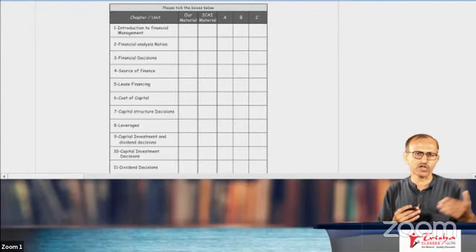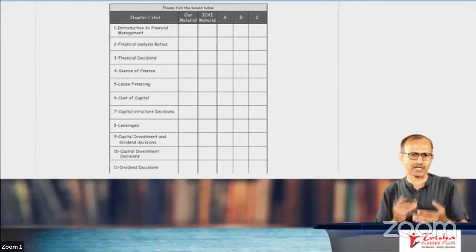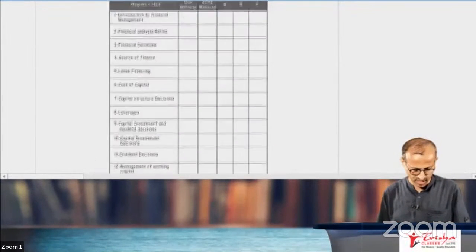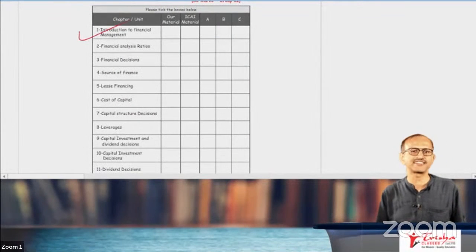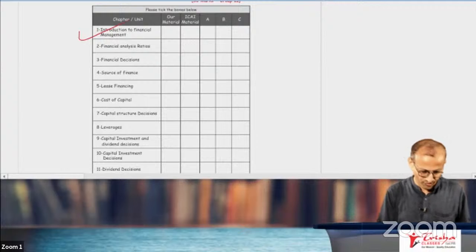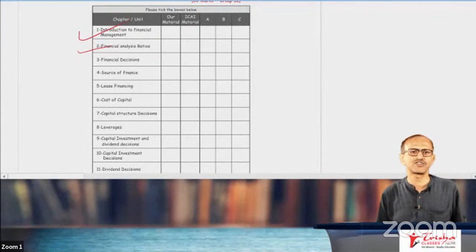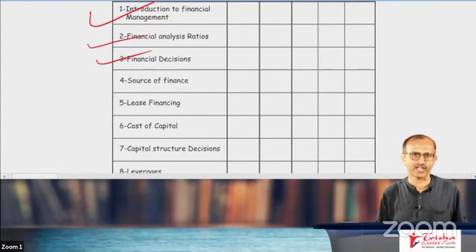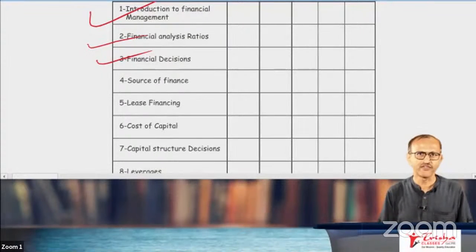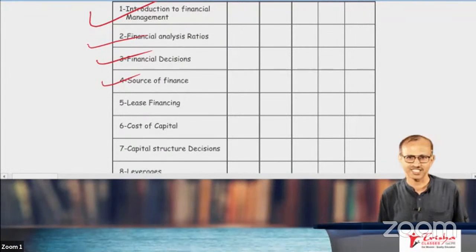And it was broken up. It says in your material 4 or 5 chapters, I just divided into smaller units. Students, your chapter number 1, Introduction to Financial Management. Financial analysis through ratios, I've already told. Financial decisions, I've already told about financing decision. That's basically what we discussed. Sources of finance was discussed.